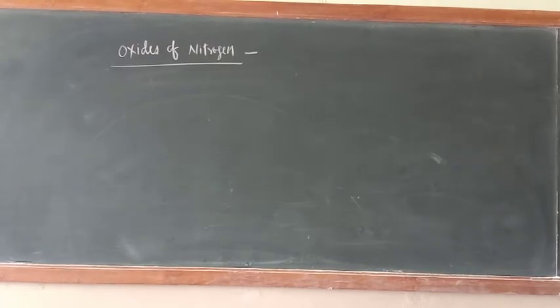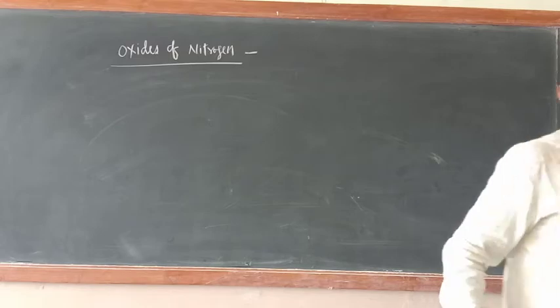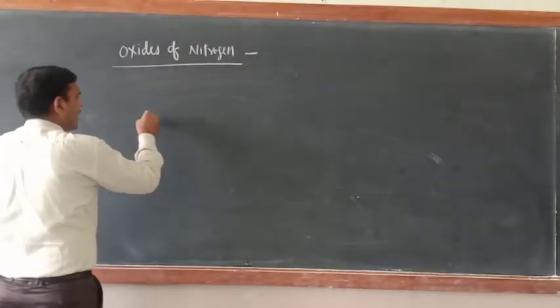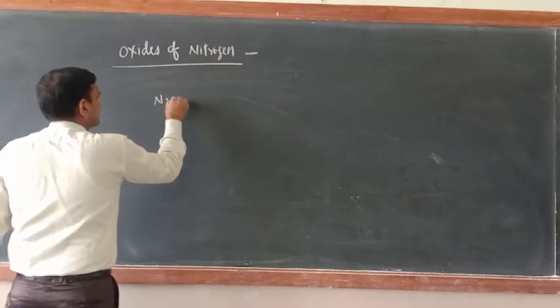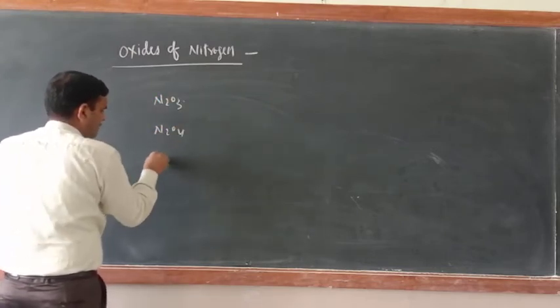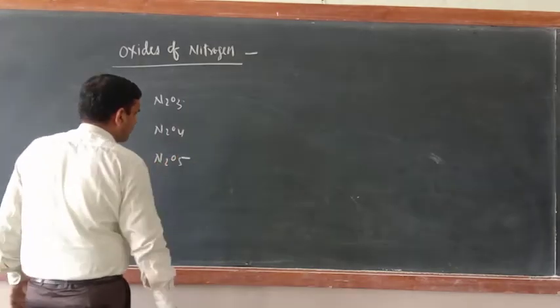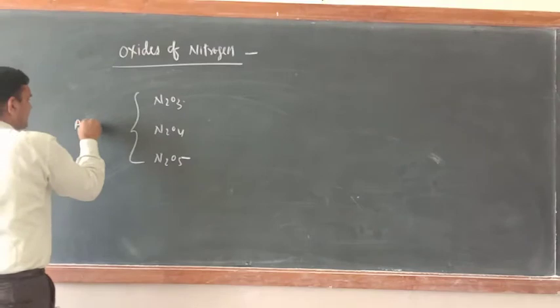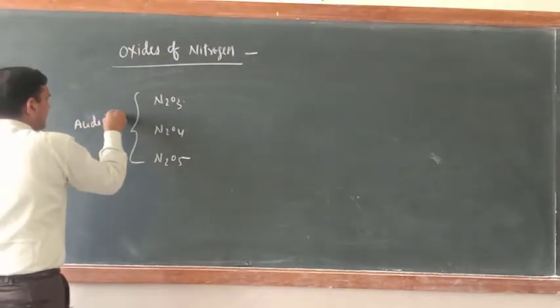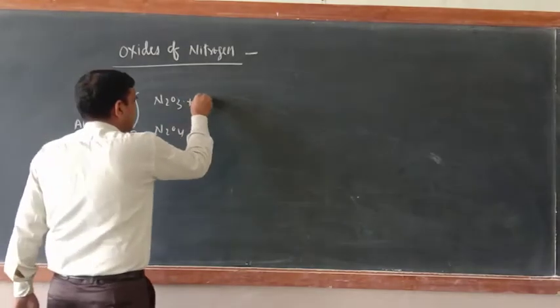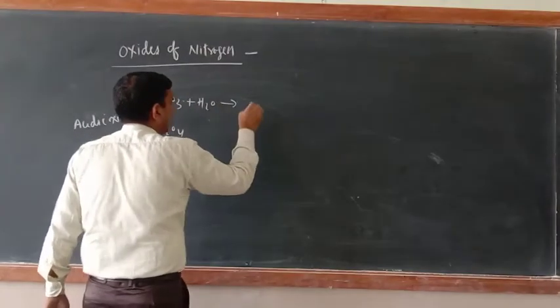So dear cadets, 2 neutral oxides of nitrogen is completely completed. Now remaining 3 are left. That is N2O3, this is N2O4, this is N2O5. Okay. So these 3 are acidic oxides. Why are they known as acidic oxides? Because they react with the water and form acids.